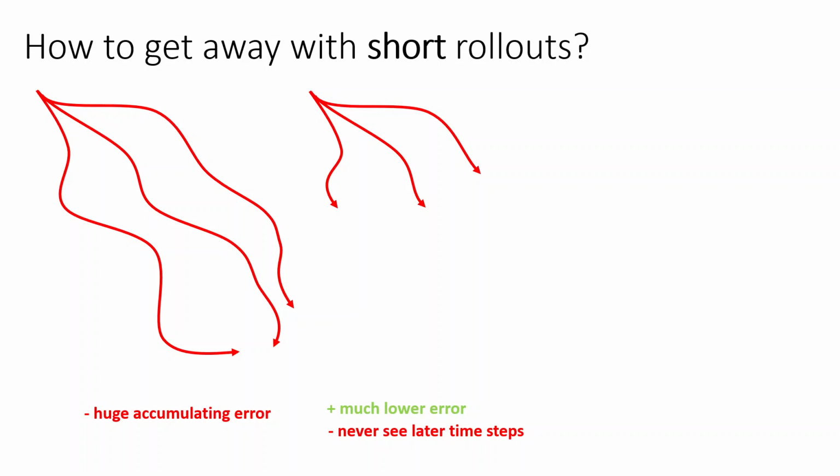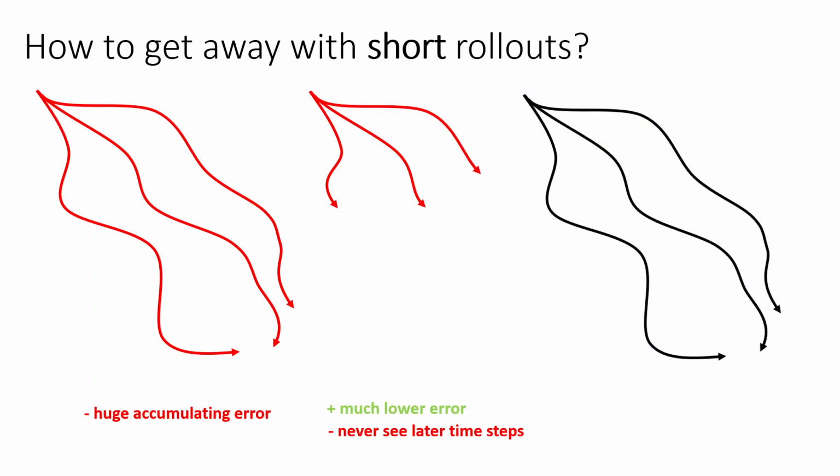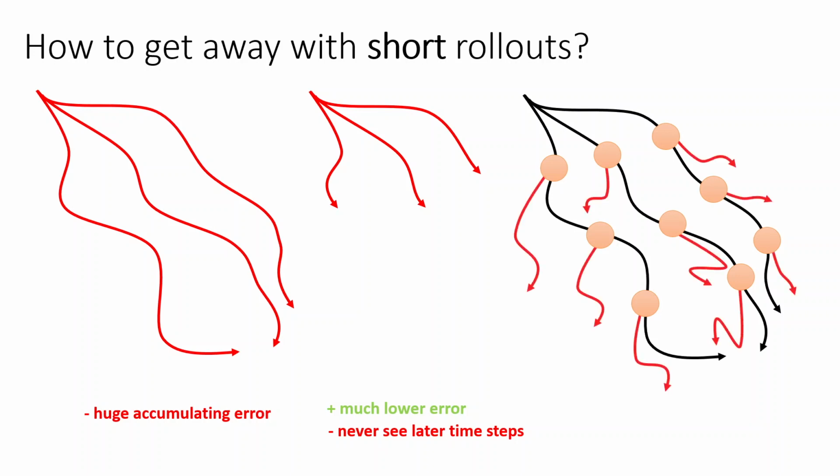So here's a little trick that we can use. What if we only ever make short model-based rollouts, but we'll still use a smaller number of long real-world rollouts? Let's say that these black trajectories represent real-world rollouts to the full length of the MDP. We'll collect these relatively infrequently, and then when we make our model-based rollouts, we won't start them at the beginning. We'll actually sample some states from these real-world rollouts. We'll sample them maybe uniformly at random over the whole trajectory, and then from each one, we'll make a little short model-based rollout.